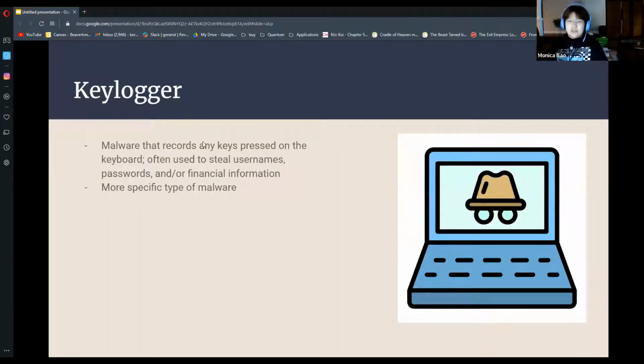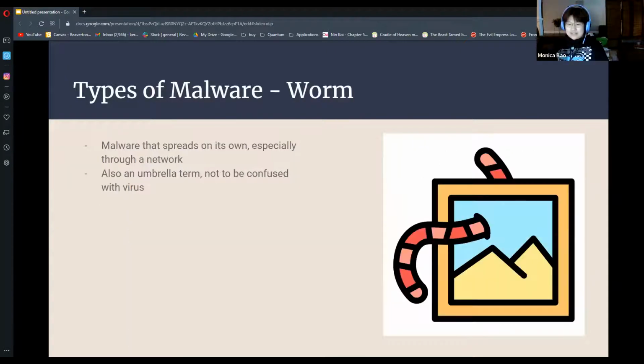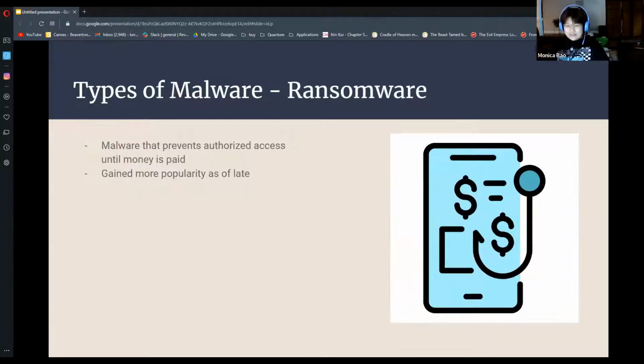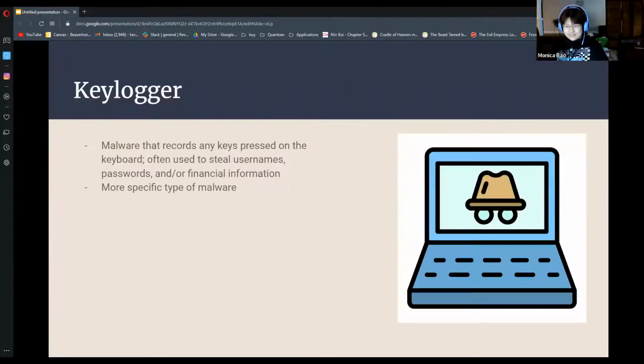Okay, keylogger. So malware that records any keys pressed on the keyboard, and it's often used to steal usernames, passwords, and or financial information. And it's a more specific type of malware, so it's not like maybe a virus or a worm, which can be described for a whole bunch of different malwares. And it's short for keystroke logging. So as the bullet point says, it records every keystroke that you type, and it's a type of spyware. So malware designed to spy on victims because they can capture everything you type.